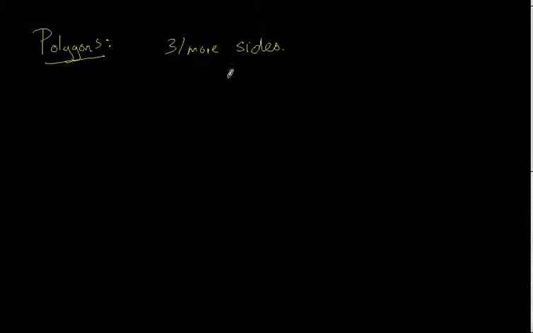Okay, so just some theory about polygons. A polygon is basically a shape which has three or more sides. So a triangle would be a polygon, a square, etc., because each of the shapes has three or more sides.